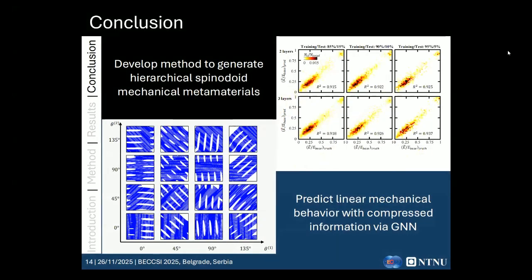So finally, I want to conclude our study. First, we have successfully developed a method to generate hierarchical spinodoid mechanical metamaterials, and it is quite a robust method to achieve this. And secondly, we can predict the linear behaviors with compressed information via graph neural networks.